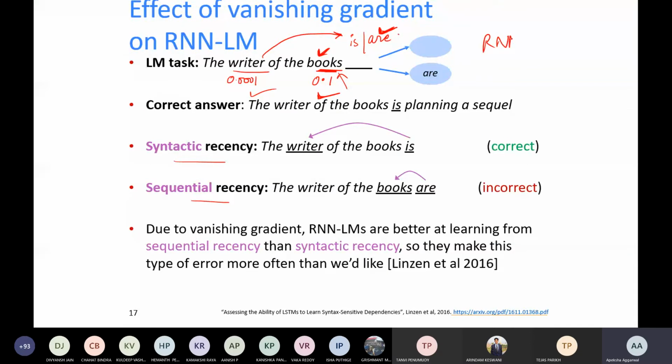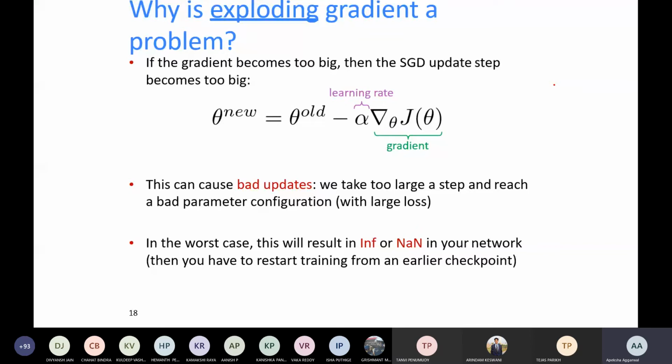This is called vanishing gradients. To solve this, various recurrent sequential models were proposed, and GRUs and LSTMs are some of the most popular recurrent neural networks. Next is exploding gradient.